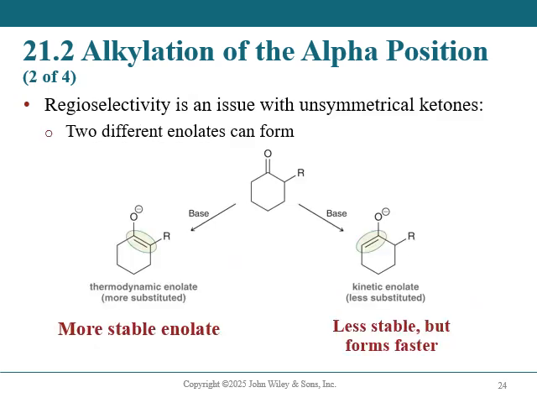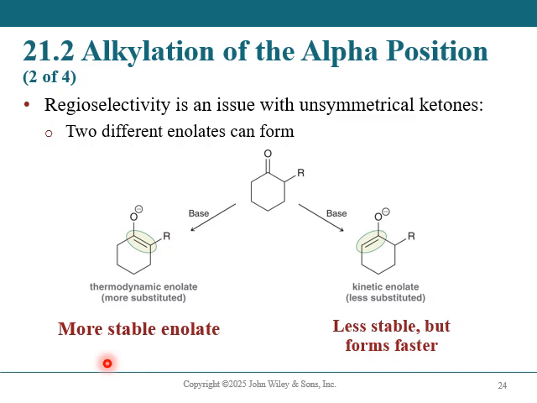Regioselectivity is an issue with unsymmetrical ketones. In this case, two different enolates can form. As you can see, we have the double bond forming here, and it depends on the relative stability of those products. So for example, if you look at the one on the left, this is what we call the thermodynamic enolate. Thermodynamic refers to the overall stability, the overall energy of the system. When you have the thermodynamic product, that usually refers to the more stable product.